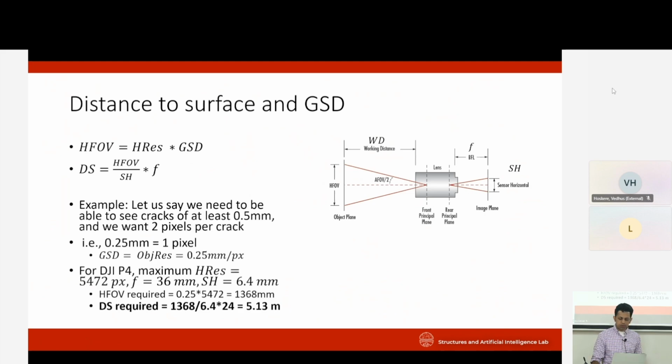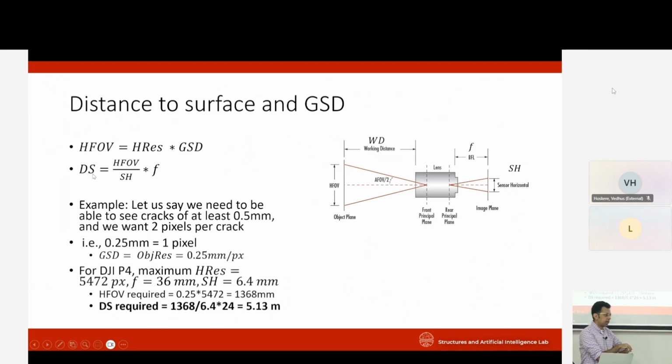So how do you compute that? Well, we can use our camera model. There are different ways you can compute it, but one is if you have the resolution and then you have the ground sampling distance that you need, then you can use that to compute the distance to surface.